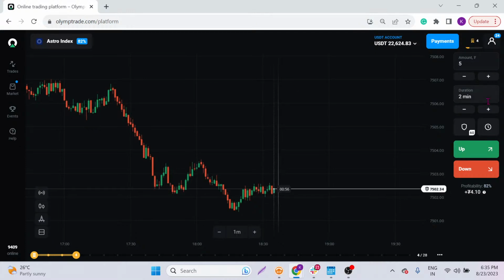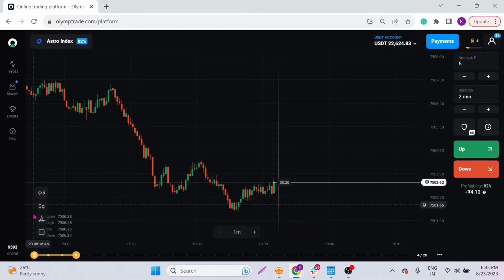Let's jump to the right part where we find our accounts, payment options, status and profile. Over here you can see the amount, then the duration, then the up and down, and this shield sign, a protection shield, is the risk-free deals. Why this risk-free deal is important, most of us know, but I will explain it while making some trades so that you get a clear idea of it.